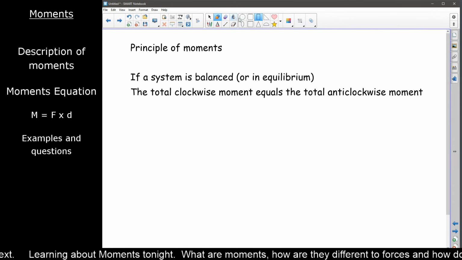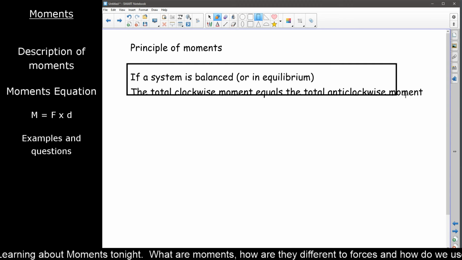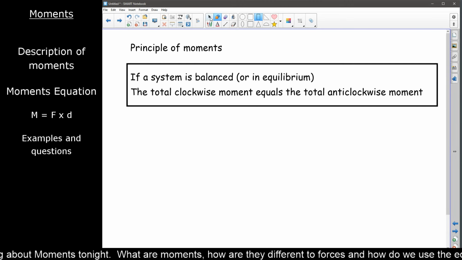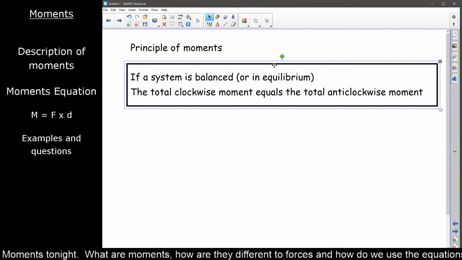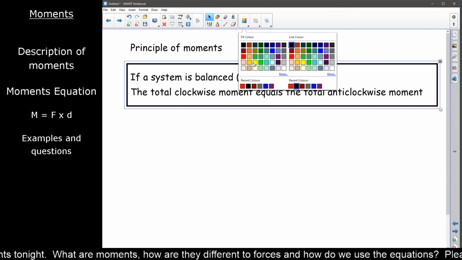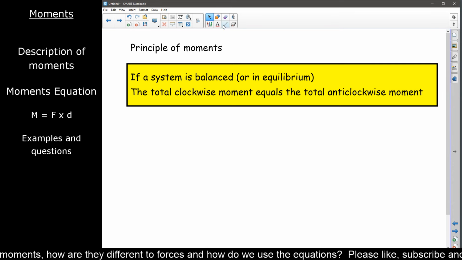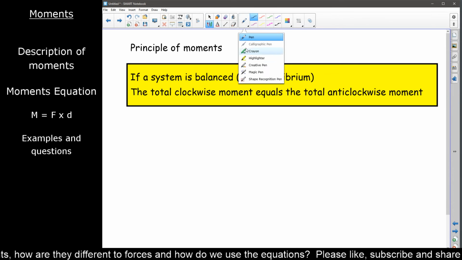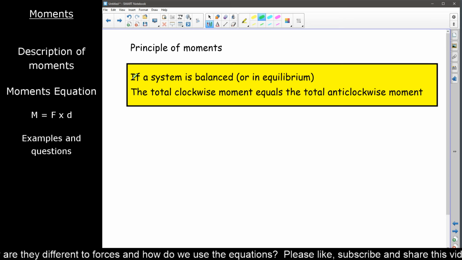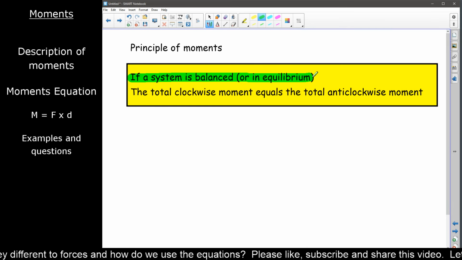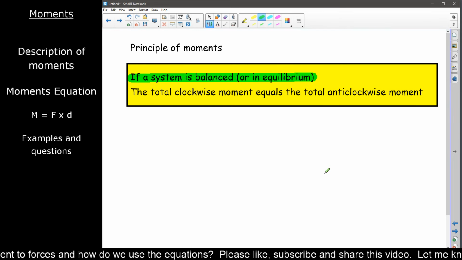And this is one of those starter questions that leads you in, that when you get to question 4A part 1 might just be state the principle of moments. And it'll be 2 marks. Generally 2 marks, and the 2 marks come for the 2 parts here. Most people get the second part. Total clockwise moment equals total anti-clockwise moment. Loads of people forget this top bit here. If a system is balanced or in equilibrium. Because it's not true if it's turning.